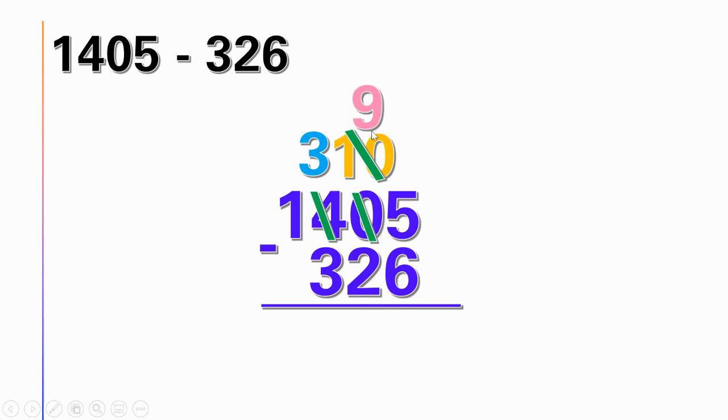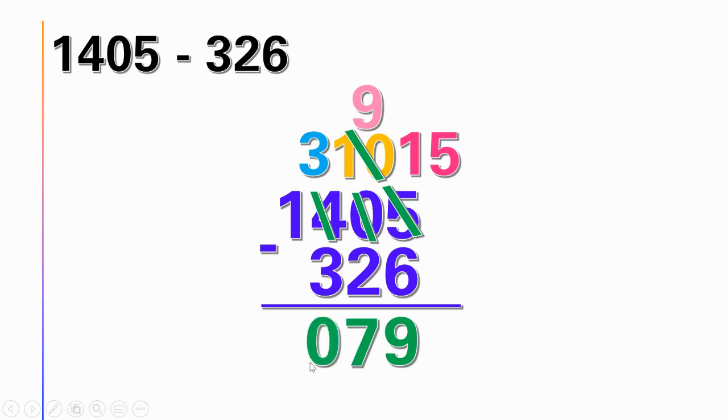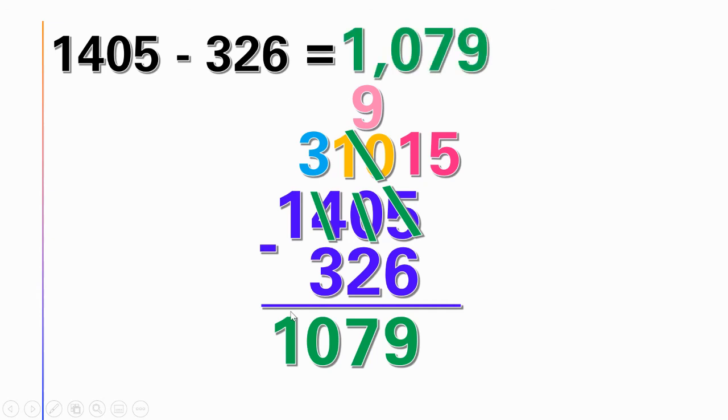Remember, the 1 ten that we renamed is the same as 10 ones. So we can add 10 ones to the 5 ones we already have, which gives us 15 ones. 15 ones minus 6 ones is 9 ones. 9 tens minus 2 tens is 7 tens. 3 hundreds minus 3 hundreds is 0 hundreds. And 1 thousand minus nothing, or 0 thousands, is 1 thousand. So 1,405 minus 326 is 1,079.